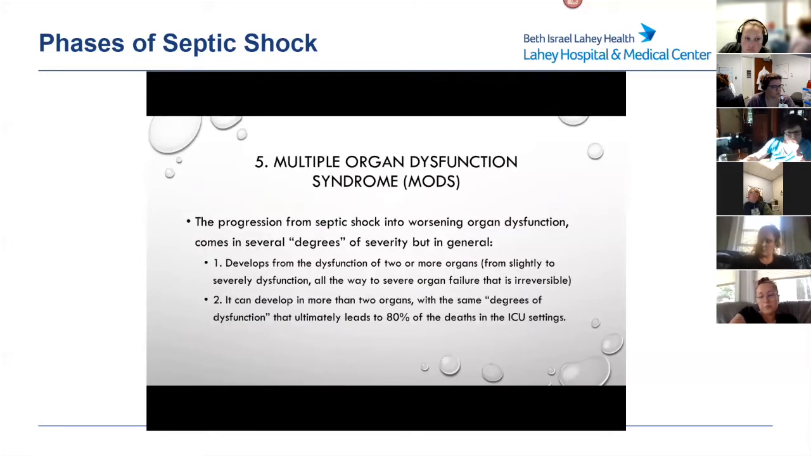The last stage of septic shock and severe sepsis is multi-organ system dysfunction, MODS. So this is the progression from septic shock into worsening organ dysfunction. This comes in several degrees of severity, but in general, develops from the dysfunction of two or more organs, from slightly to severe, all the way to severe organ failure that is irreversible. This can continue to develop in two or more organs with the same degrees of dysfunction, ultimately leading to 80% of deaths in the ICU setting.